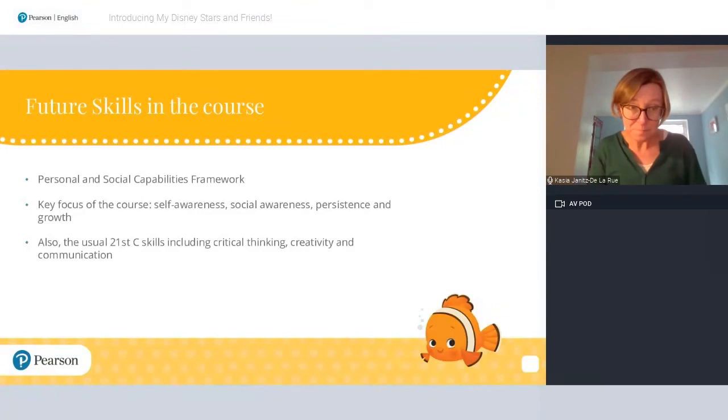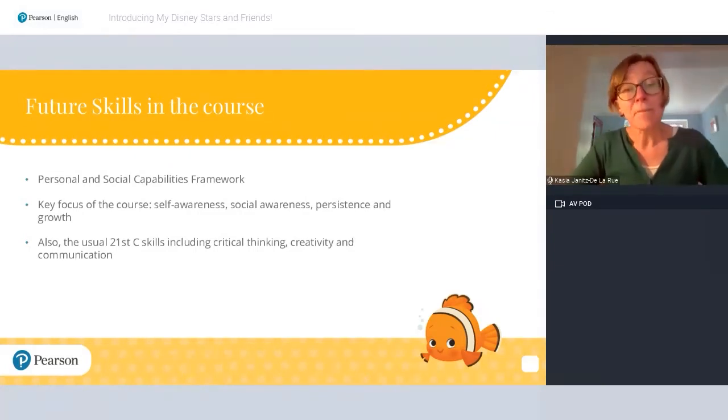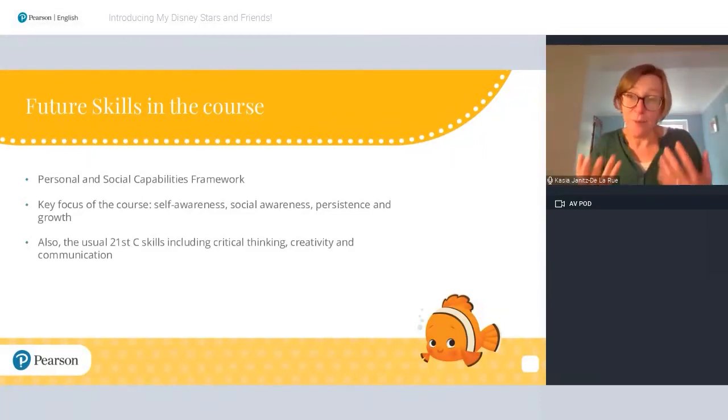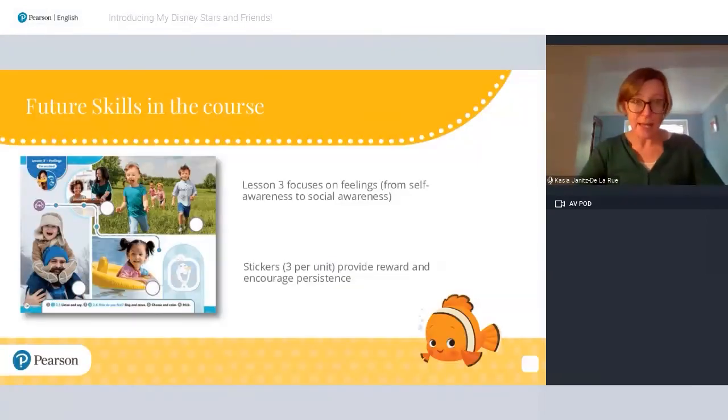We do also have all the usual 21st century skills, such as critical thinking, creativity, collaboration, and communication throughout the course. So that is all there as well. But we thought we would give more attention and highlight the self-awareness, the social awareness, and the persistence and growth. And here is how we're doing this.